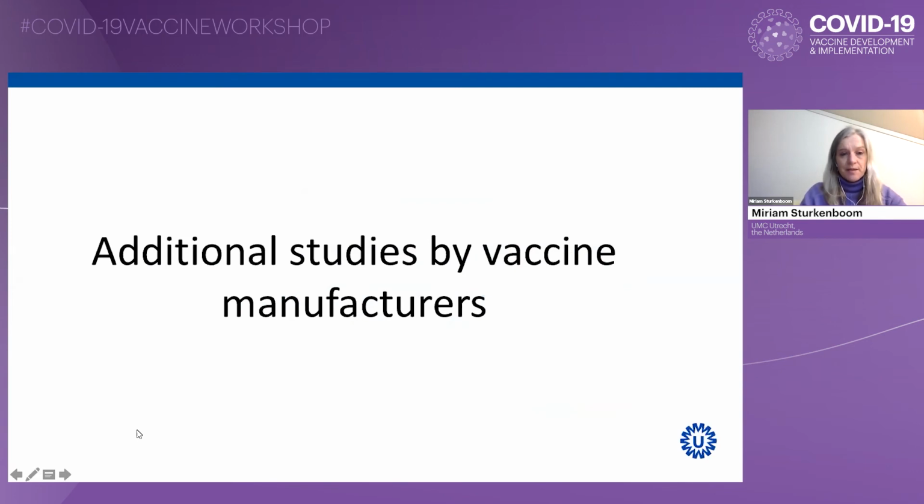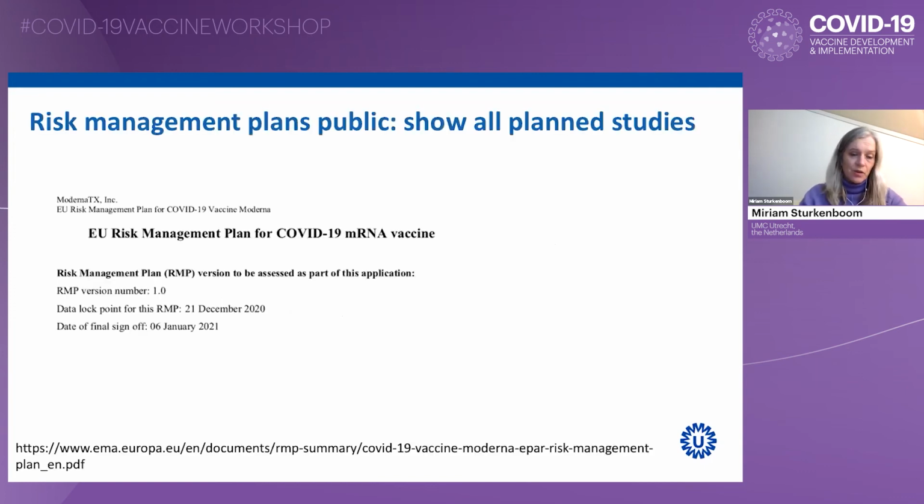So all these systems that I was talking about, the spontaneous reporting systems and the cohort event monitoring systems, have been put in place by regulators or public health organizations in many parts of the world. But there's also the need for vaccine manufacturers to do additional monitoring studies, and the ones that they are planning, you can actually see in the risk management plans. They show all the planned studies.